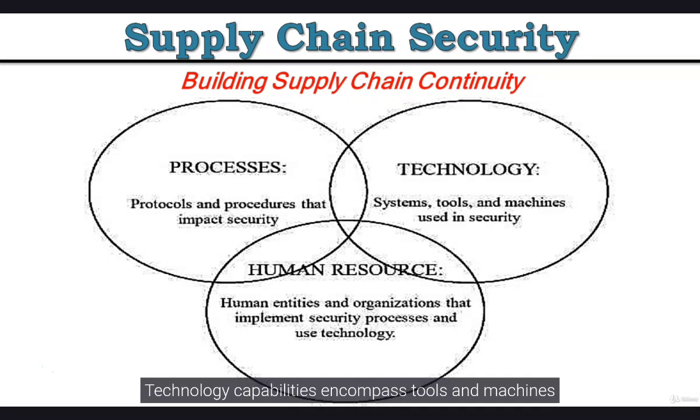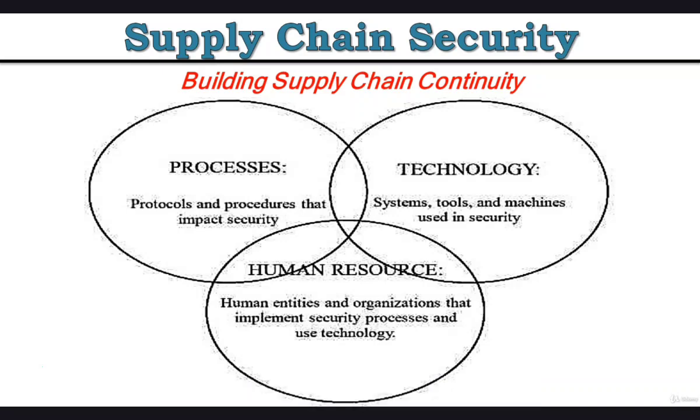Technology capabilities encompass tools and machines that can be used to solve problems. State-of-the-art advances in technology have led to its use as a dynamic capability in security management to provide communication and information flow throughout the supply chain, as well as global inventory and schedule visibility.